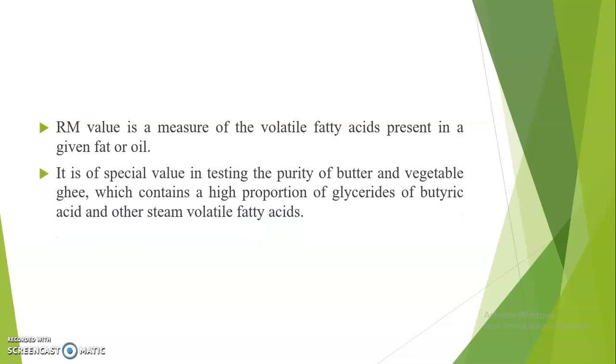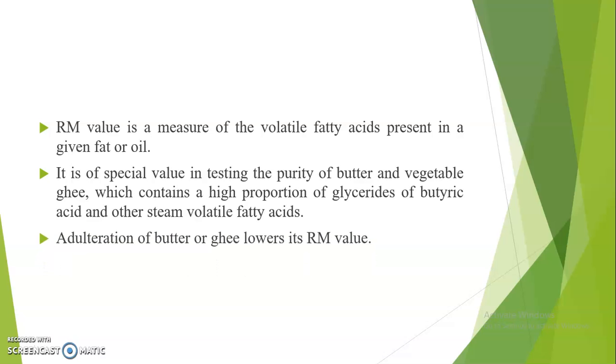It is of special value in testing the purity of butter and vegetable ghee, which contain a high proportion of glycerides of butyric acid and other steam volatile fatty acids. As I said, volatile fatty acids include examples like butyric acid, propionic acid, acetic acid. The proportion of these volatile fatty acids is higher in butter as well as vegetable ghee. So for testing the purity of butter and vegetable ghee, this RM value is used.